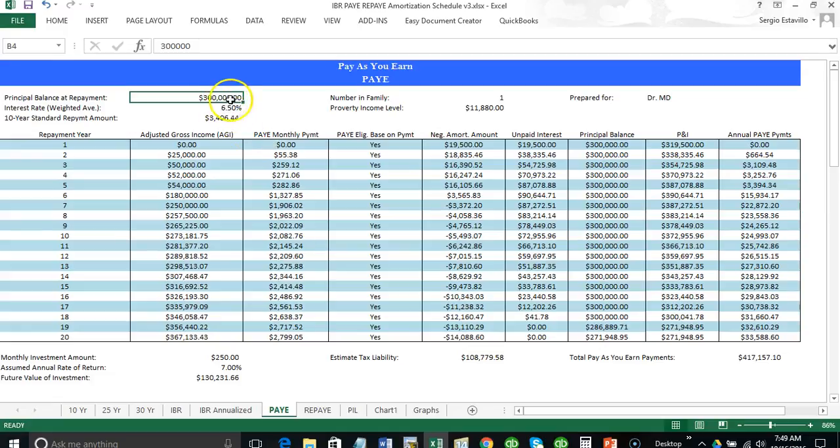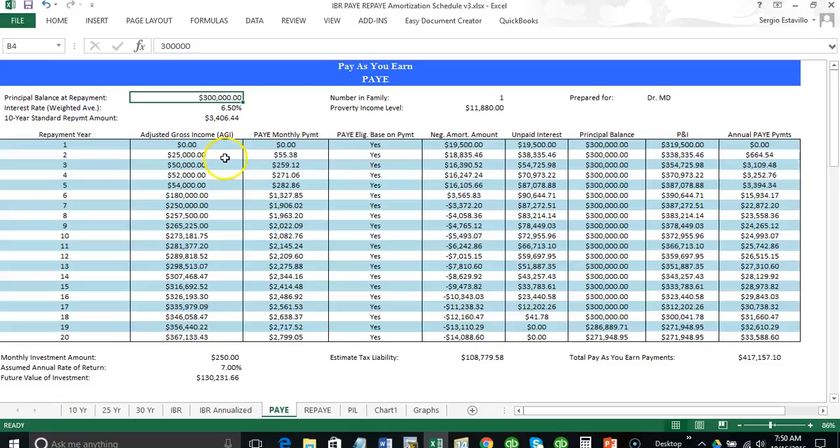But because of this outstanding balance with an interest rate of 6.5%, you've accrued $19,500, or a negative amortization amount of $19,500. Negative amortization essentially is what you underpaid in interest for that particular period. In this case, I'm looking at annual amounts. So for that year, you've underpaid the interest by $19,500.